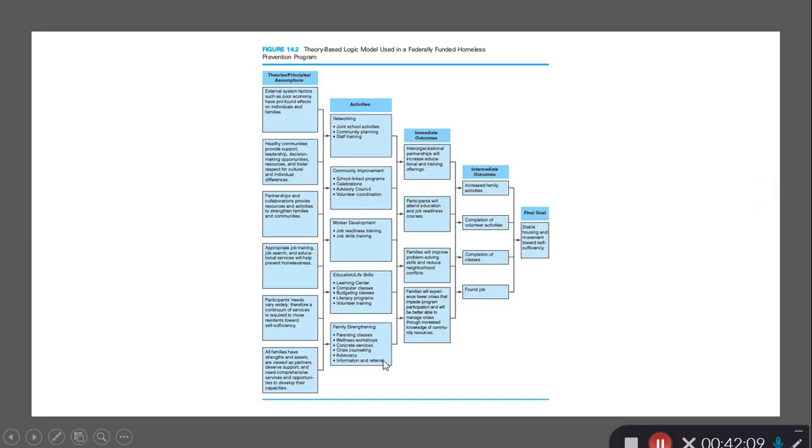And here, this is just a visual from your text. It doesn't have all the components that should be included in a logic model, but the main thing I want to point out here is that the first thing that you see in the logic model is the theoretical principles or assumptions that underlie this particular program. In this case, this is a federally funded homeless prevention program. And so underlying the development of this program is a theoretical basis, and this is outlined here in this first block.